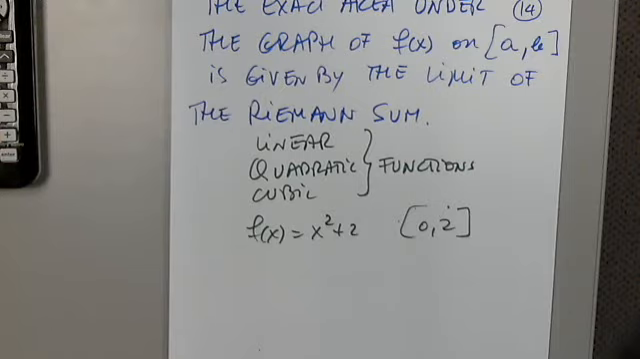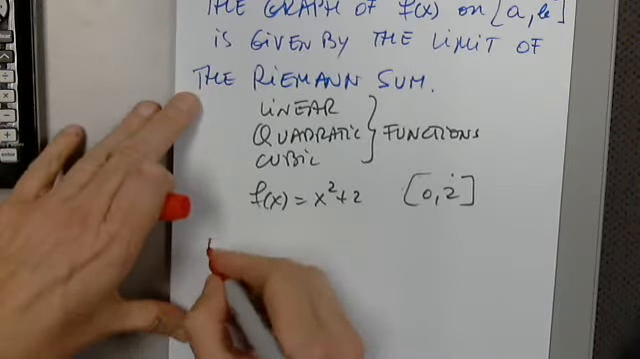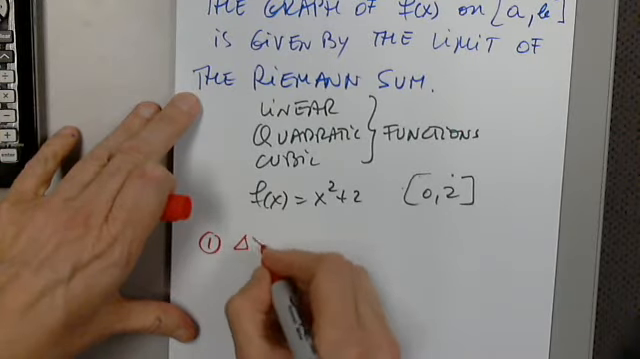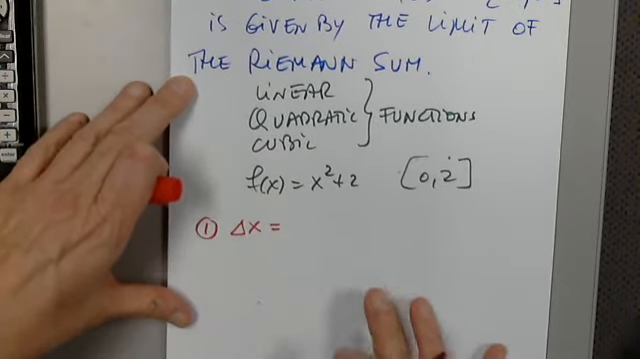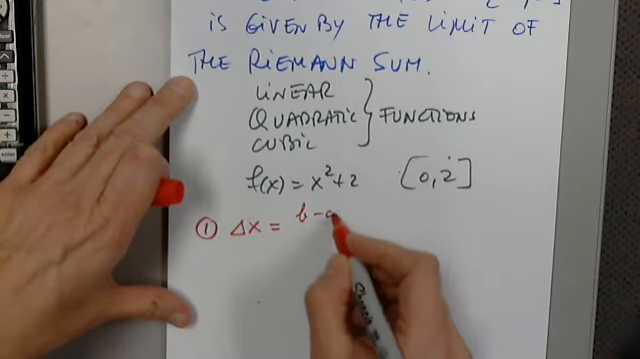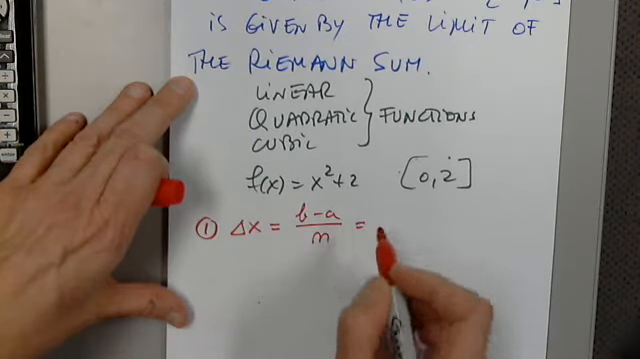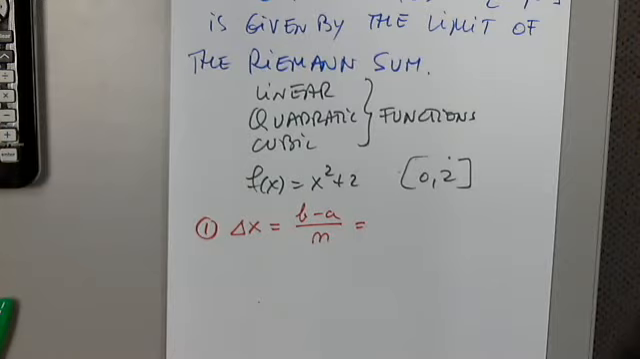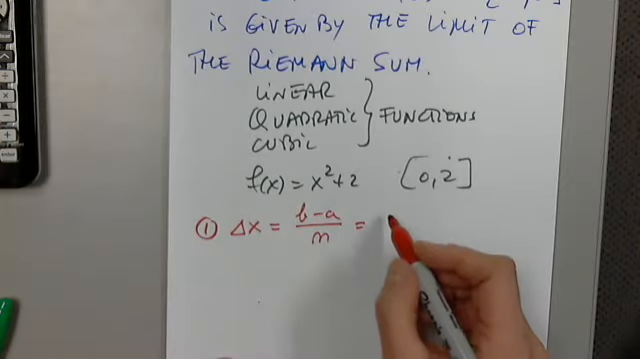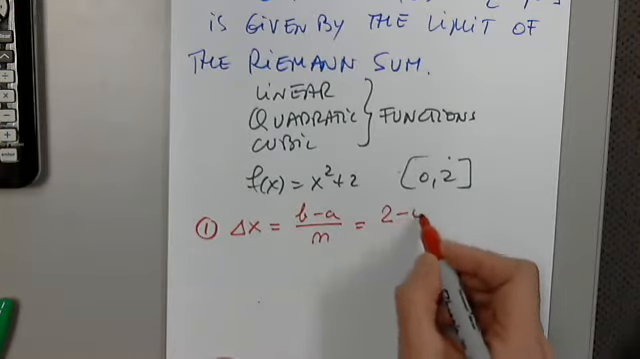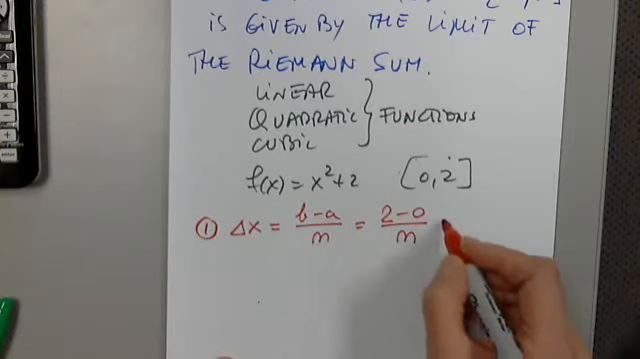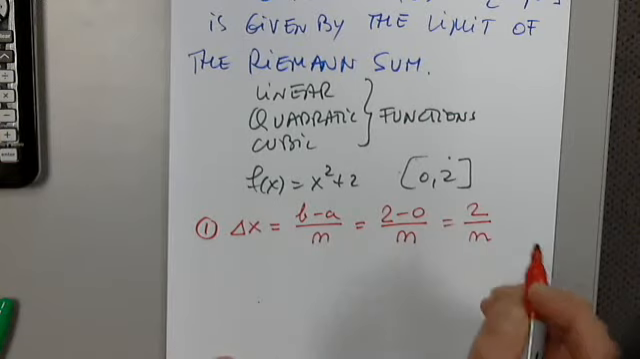We have 3 preps before we put everything together. Prep number 1: delta x, which by definition is b minus a divided by n. In our case, 2 minus 0 divided by n, or 2 over n.